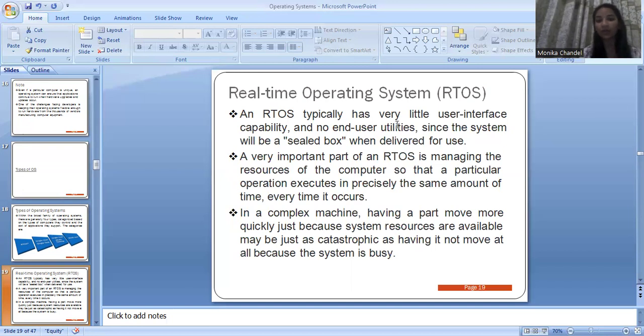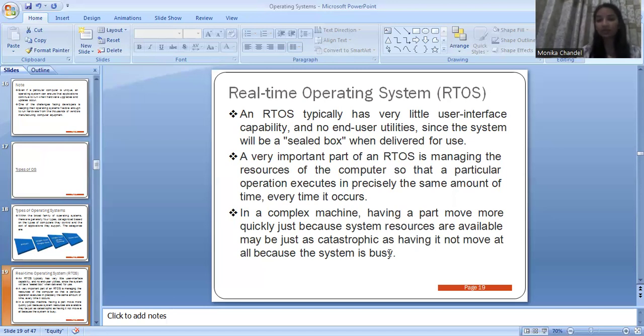So an RTO typically has very little user interface capacity and no end user utility, since the system will be a sealed box when delivered to the user. A very important part of the RTO is managing the resources of the computer so that a particular operation executes precisely the same amount of time every time it occurs. And third, in a complex machine, having a part move more quickly just because system resources are available may be just as catastrophic as having it not move at all because the system is busy.